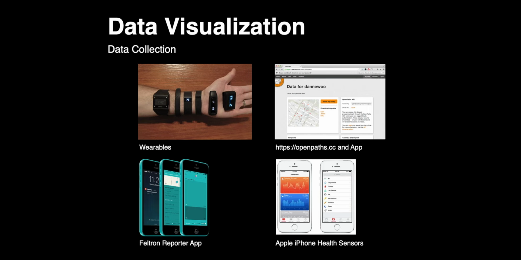Then there are also a number of tools that help you collect your own data. There are wearables like Fitbit or Nike Plus. OpenPaths is an app that tracks everywhere you go. The Feltron Reporter tool is a kind of diary app. And then there's the iPhone health tracking sensors. Another great platform is Gyroscope. I think OpenPaths is no longer working, but Gyroscope allows you to track everywhere you go. The only issue with Gyroscope is that, I believe, it has a monthly fee.